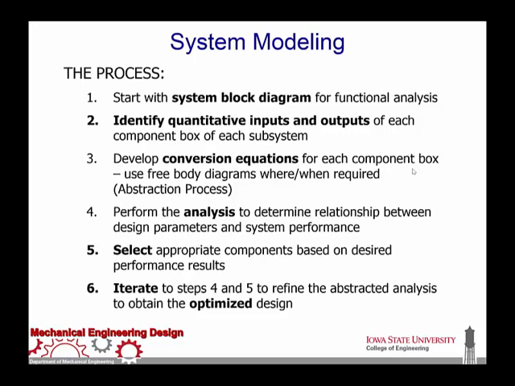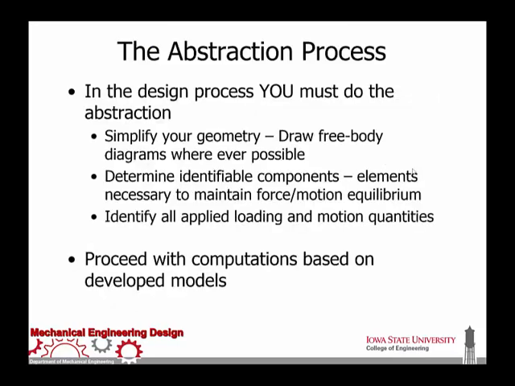The fourth step in the system modeling process is to perform the analysis once we have all of the conversion equations determined for our systems or subsystems. And then from this analysis, the performance results allow us to select the appropriate components based on the desired performance results. This analysis will also allow us to select what the values of the design parameters should be that will provide for us the optimal performance of the system. Now, it's quite common in this process to have to iterate through steps 4 and 5 to refine the abstraction and analysis and to get the optimized design.